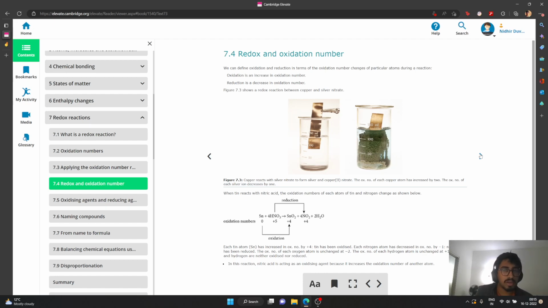We said that if the oxidation number of an atom increases, then it is oxidation. If the oxidation number reduces, then it's reduction, right? Simple. So something like this.